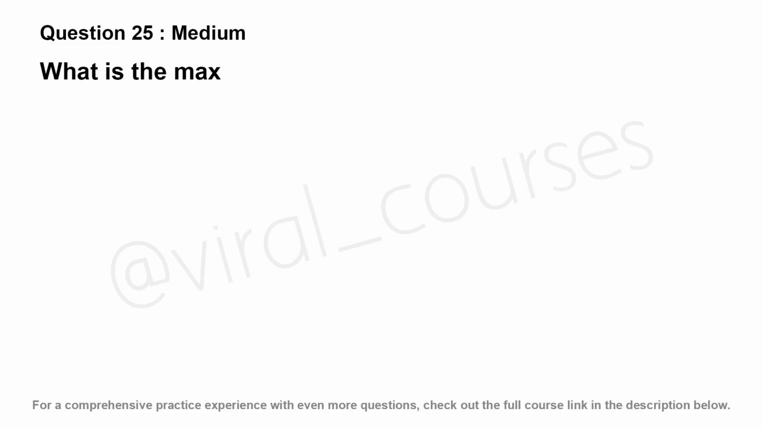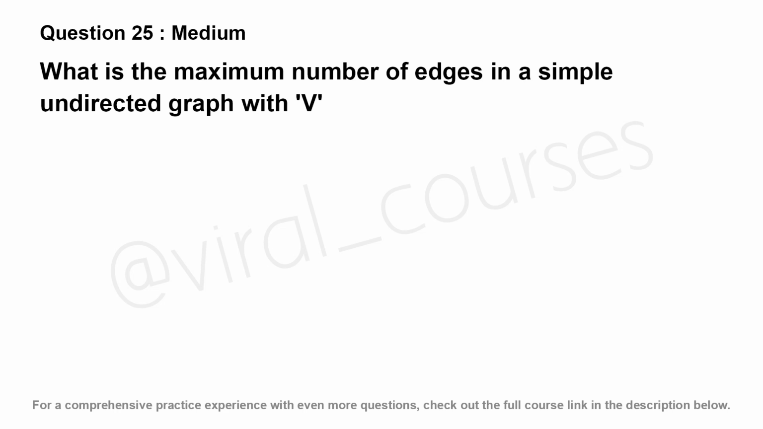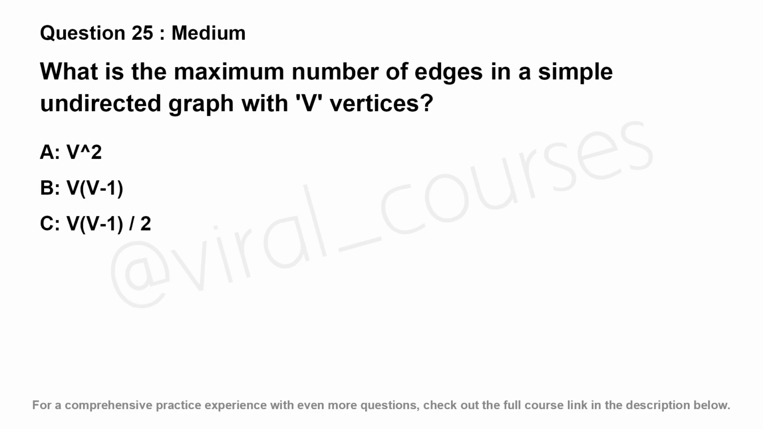What is the maximum number of edges in a simple undirected graph with v vertices? Option A, v squared. Option B, v - 1. Option C, v(v - 1)/2. Option D, 2v.